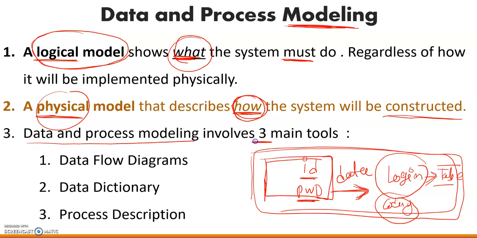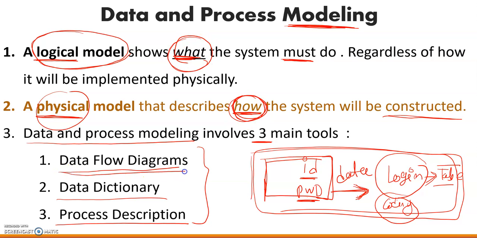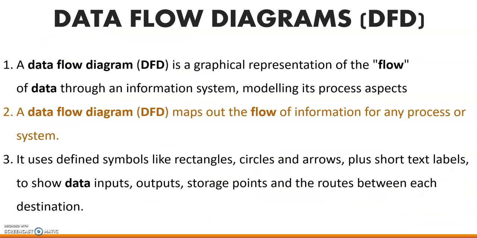For these models, we have data and processing models. Normally we have three tools: the data flow diagram, the data dictionary, and the process description. Using these three tools, we can easily tell someone what your system is going to do and how it will do it. We will discuss the data flow diagram and data dictionary in detail in coming lectures.